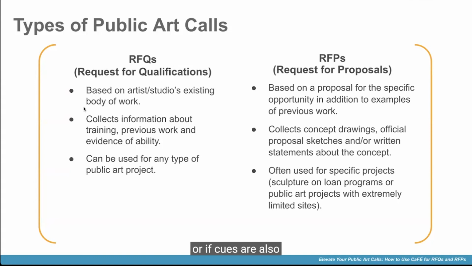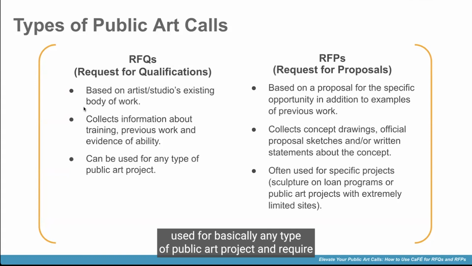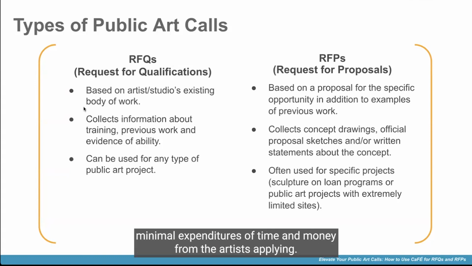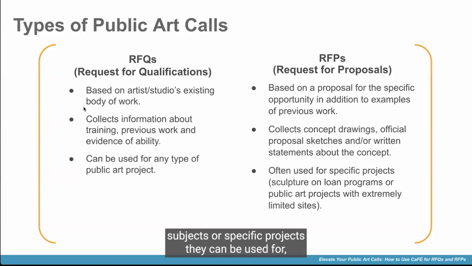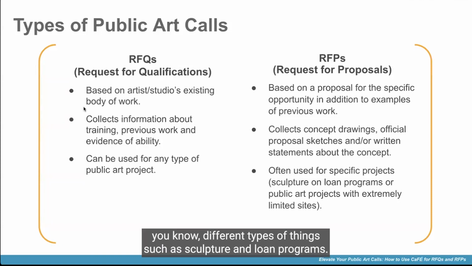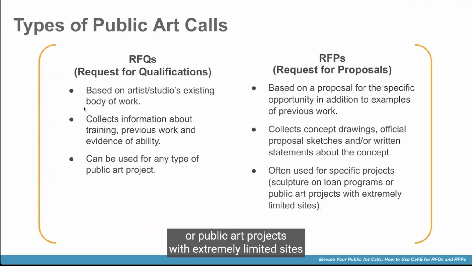RFQs are also used for basically any type of public art project and require minimal expenditures of time and money from the artist applying. RFPs are often used for specific subjects or specific projects. They can be used for different types of things, such as sculpture on loan programs. That's a case where an artwork might have already been submitted, or public art projects with extremely limited sites that have a very specific idea in mind that they need.